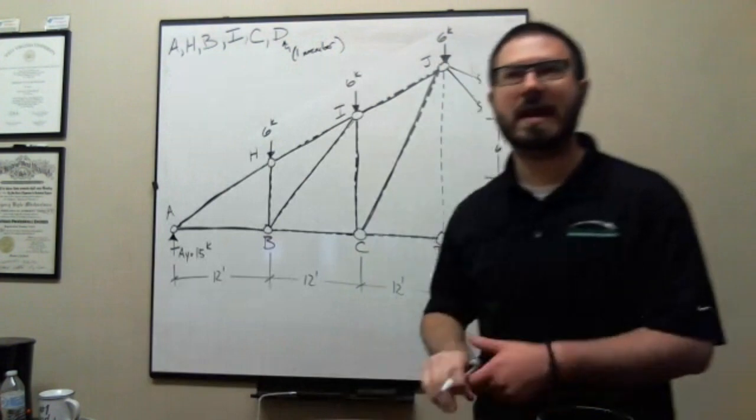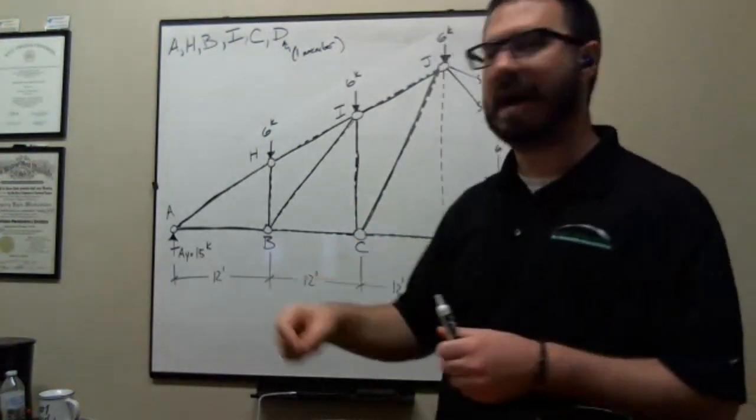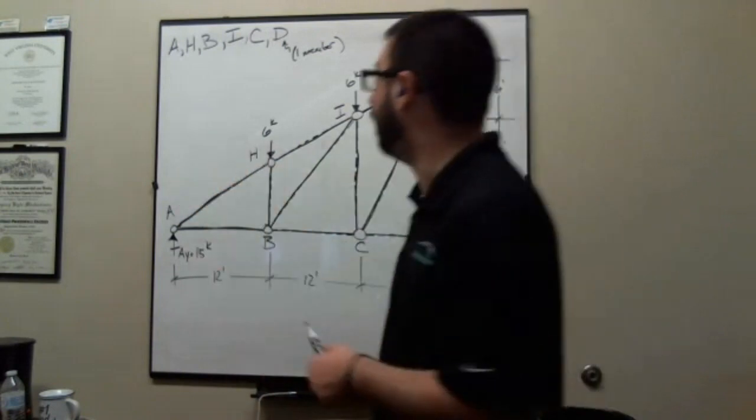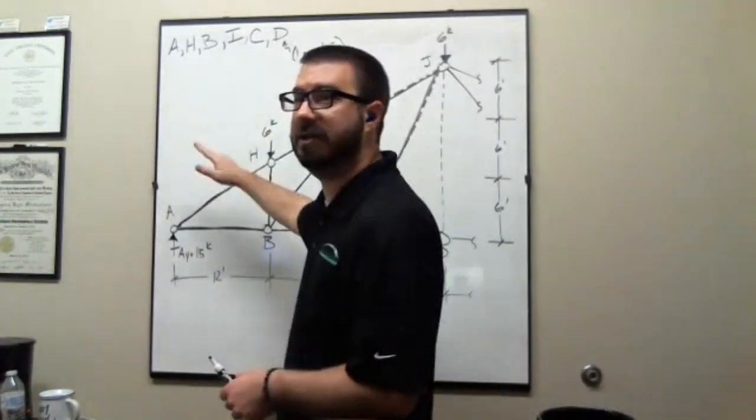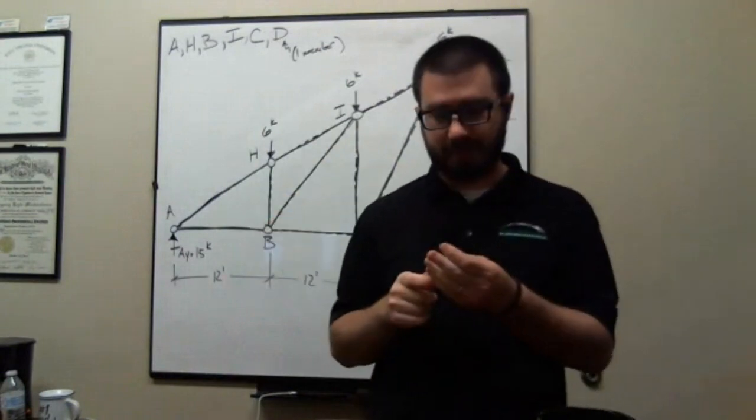So now that we've planned this out, when we start doing our math by hand, we can just sort of knock it out really quick. Like, okay, we're going to do joint A, then we're going to do joint H, then we're going to do joint B, then we're going to do joint I. And we just rock and roll pretty quickly.